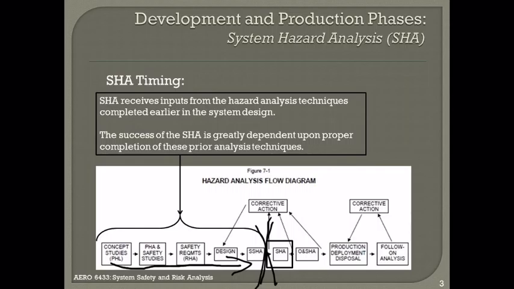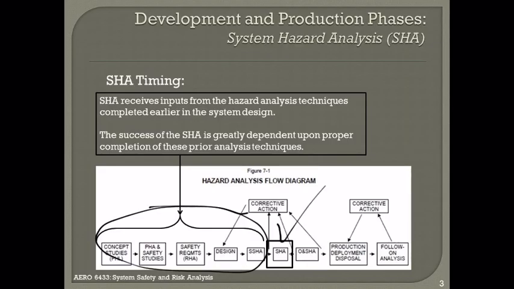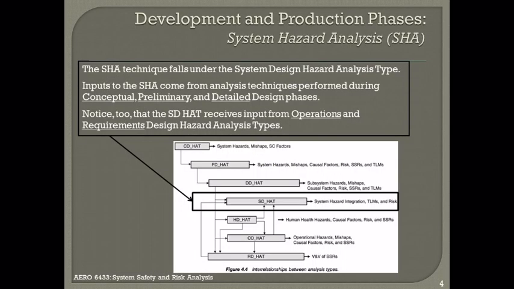So the SHA does, though, receive input from hazard analysis techniques performed thus far. So all of them do actually provide some input, but the input that they provide is the condensed top-level mishaps and safety-critical functions. So that said, the success of the system hazard analysis depends greatly upon the quality of the other previous techniques, upon the quality of how they were conducted. That can be illustrated by this slide.